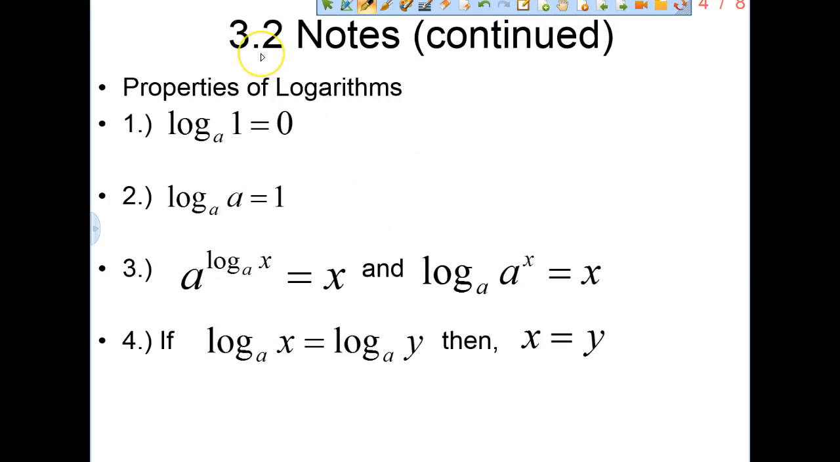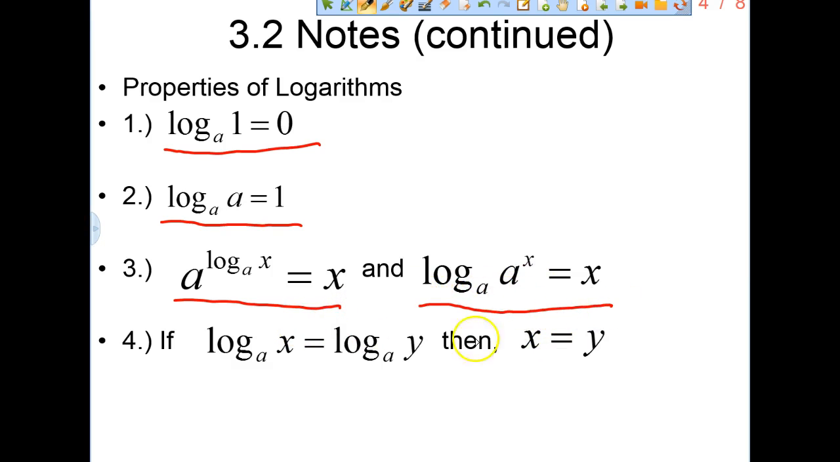All right, on to the next one. A couple properties of logs. The log base a of 1 is 0. The log base a of a is 1. A to the log base a of x equals x. And the log base a of a to the x is x. And then, lastly, if the log base a of x equals the log base a of y, then x equals y.